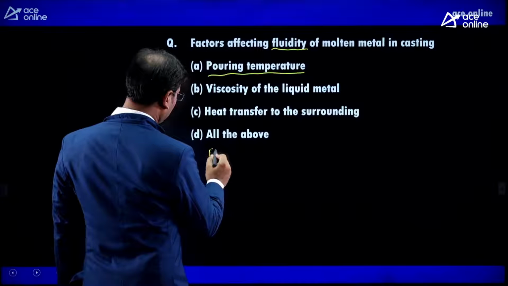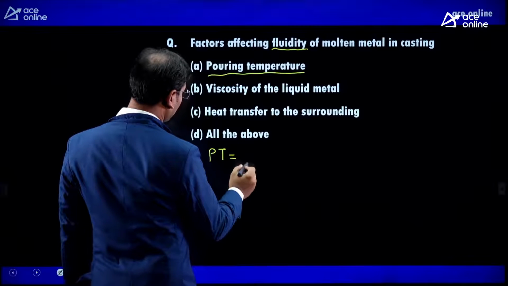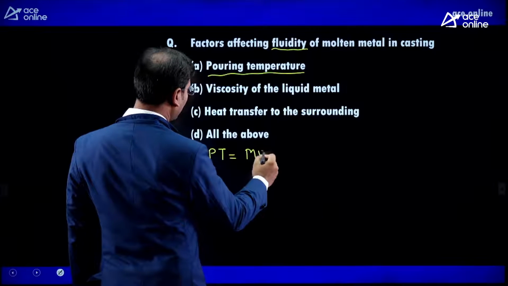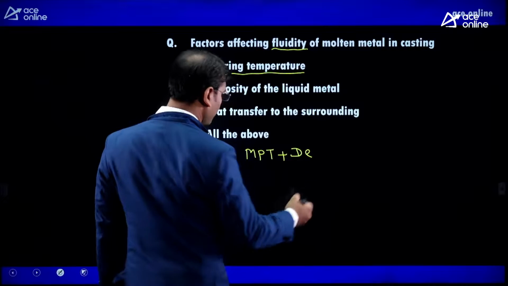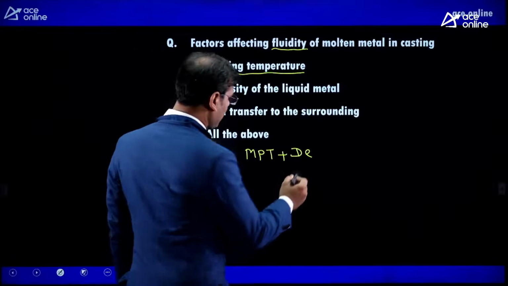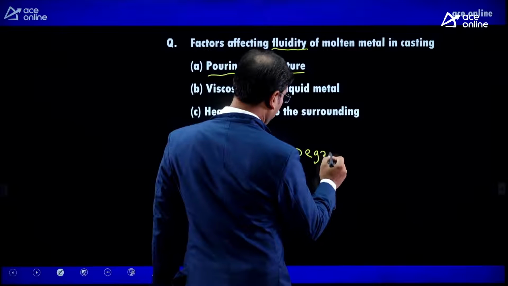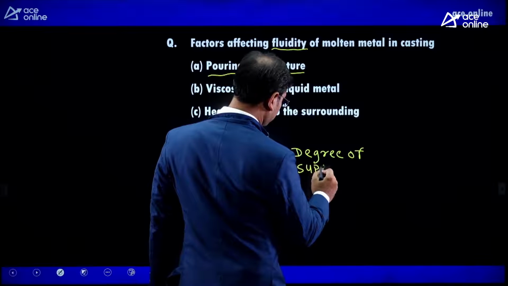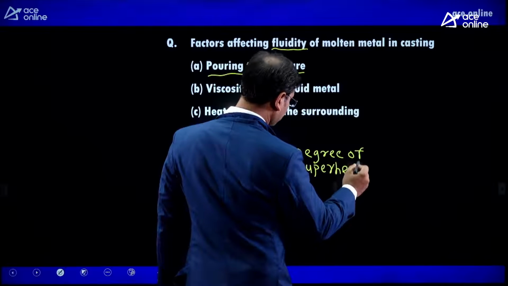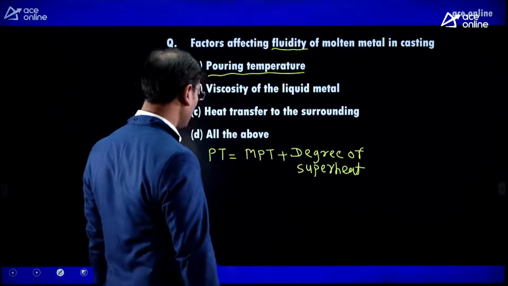Just see the pouring temperature. We are writing, guys, the PT, pouring temperature, is equal to melting point temperature of material plus degree of superheat, or we are writing here only the superheat. Then I am writing here the degree of superheat.